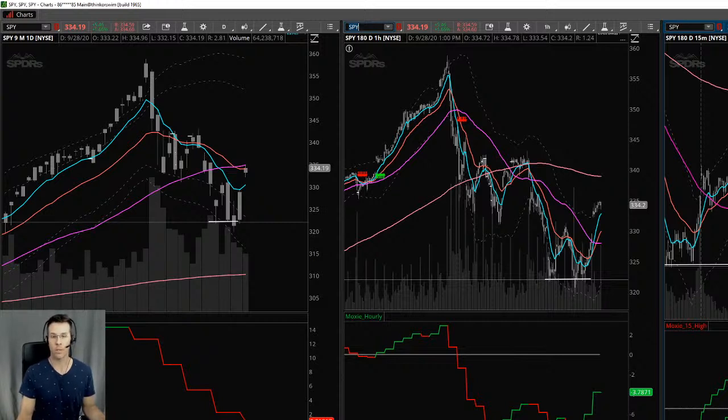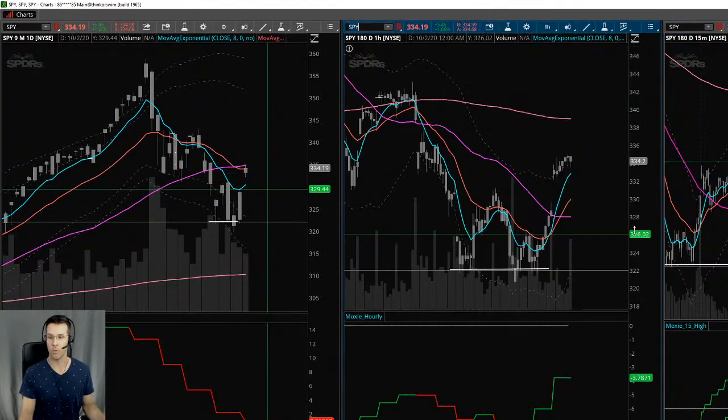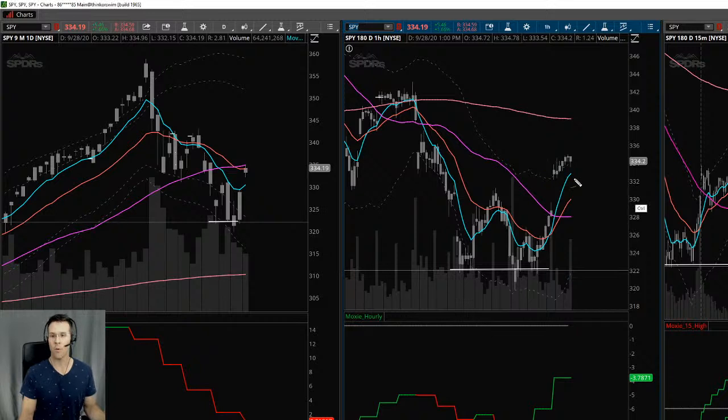At some point, it's going to want to figure out if that's going to be support, and so I see that as being some risk to the downside because I could see price coming back down to that. The other thing we're looking at on the hourly chart, let me zoom in a little bit further here, is just look how overbought this thing is.